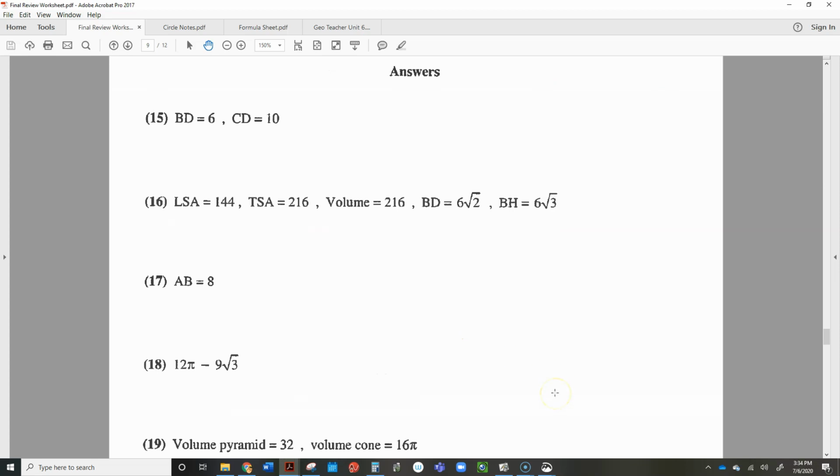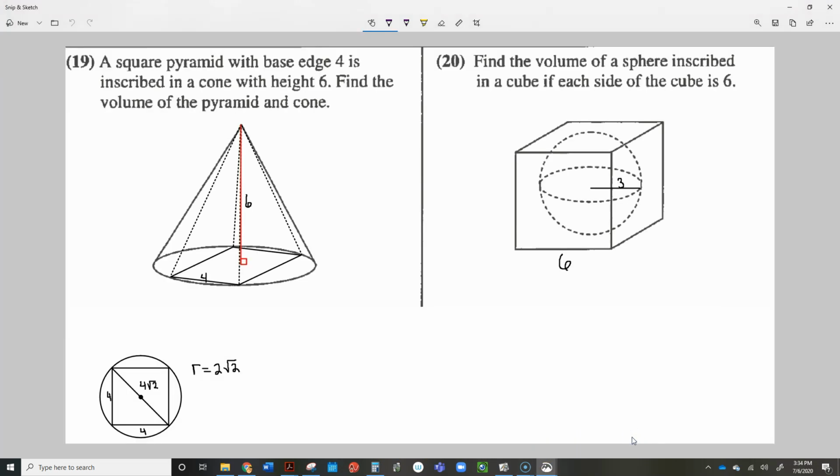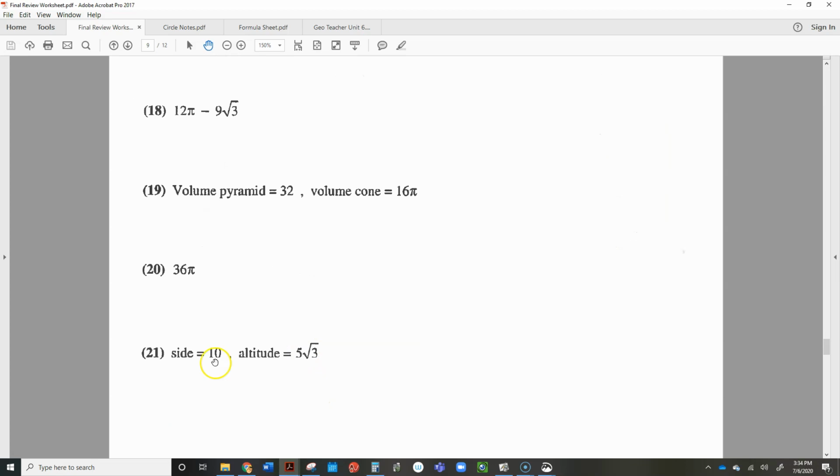What happened? Did I skip number 19? Must have. What happened to number 19? There it is. I went out of order. That's okay. We'll come back and get 19. We just did number 21. 21, side length 10, altitude 5 square roots of 3.